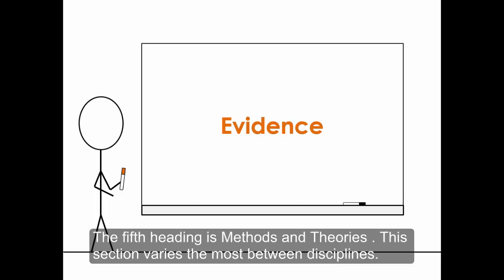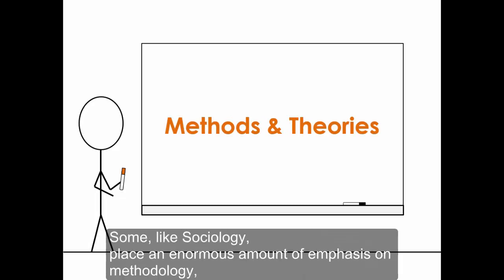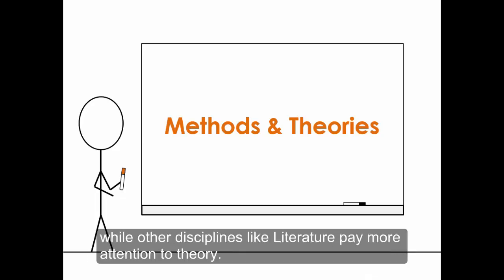The fifth heading is methods and theories. This section varies the most between disciplines. Some, like sociology, place an enormous amount of emphasis on methodology, while other disciplines, like literature, pay more attention to theory.